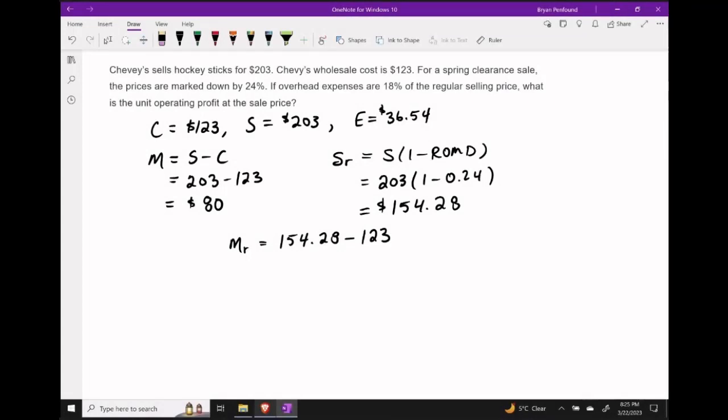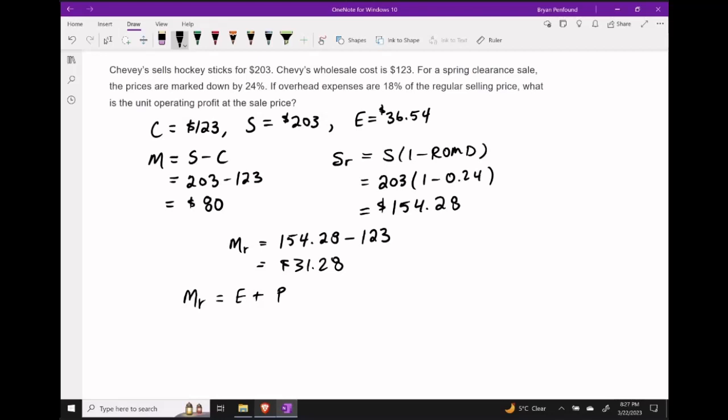So since we're working with a reduced selling price, let's go ahead and calculate what I would consider to be the reduced markup price. Let's take $154.28, our reduced selling price, and subtract off the cost price of $123. This means that the markup on our clearance sale price is $31.28.